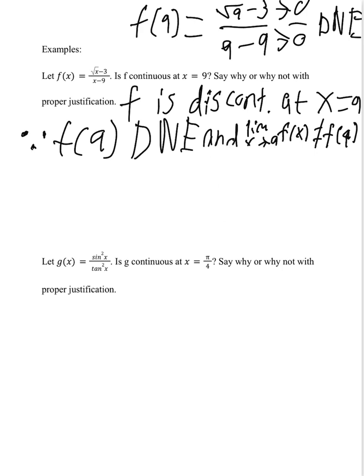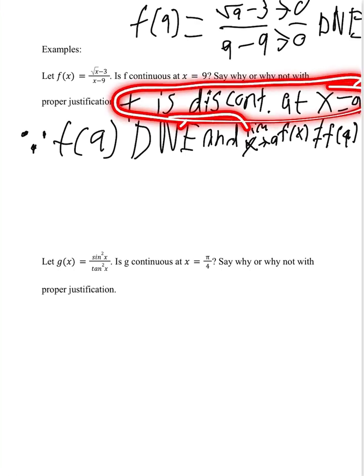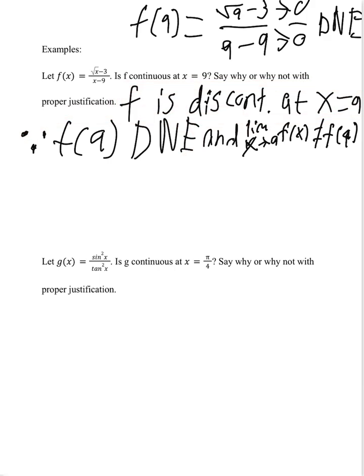The justification is that f is discontinuous at x equals 9 because f of 9 does not exist, and the limit as x goes to 9 of f of x does not equal f of 9. Notice how you don't really need this justification. You only have to do this part, because you only need one reason why a function is discontinuous. Sorry, I'm just trying to emphasize that part. But yeah, okay. Now we have another example here.